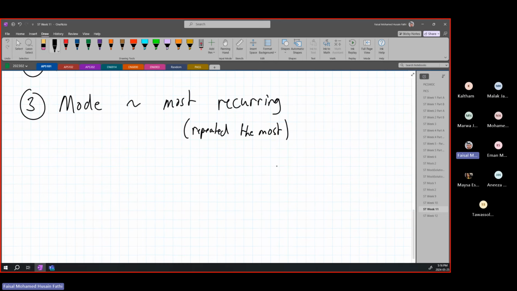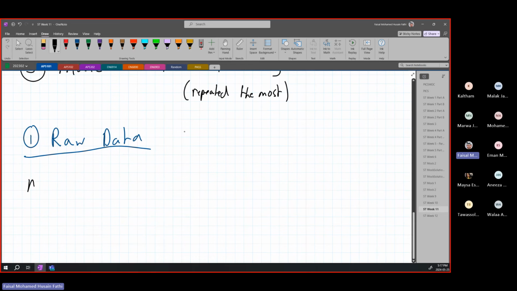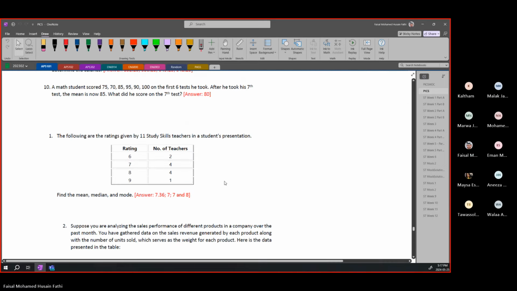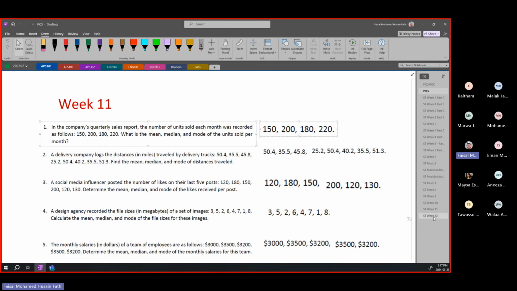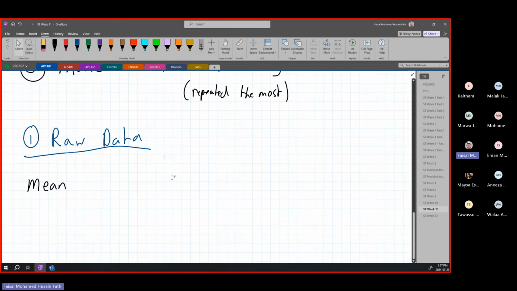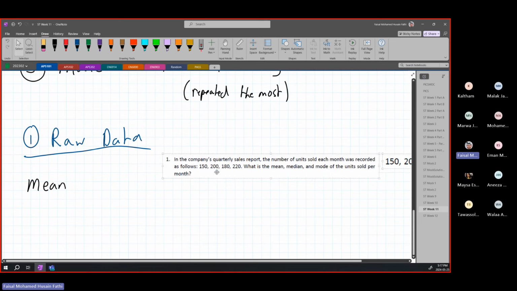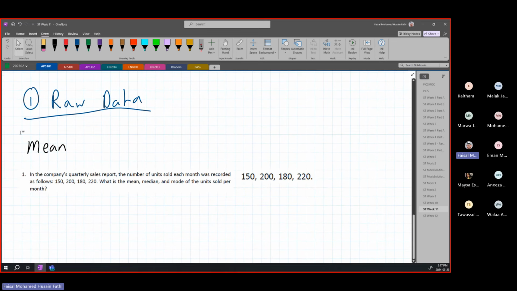So let's start with raw data. The first one is for raw data. If we want to look at the mean for raw data, let's use an example from the worksheets. Let us take the very first example here. This, if you notice, is presented as raw data. So before we even talk about the mean, let's look at this question.